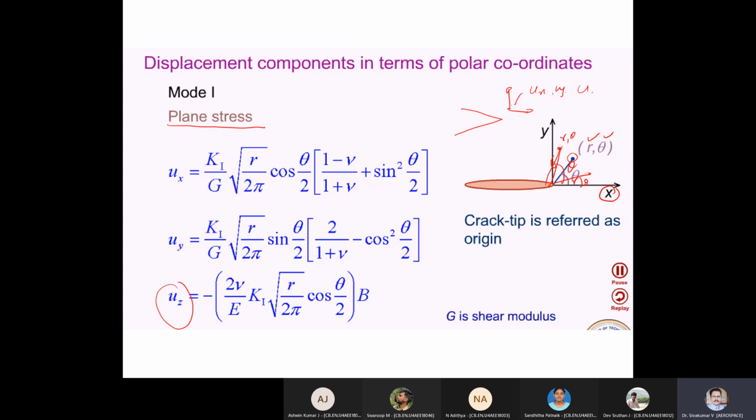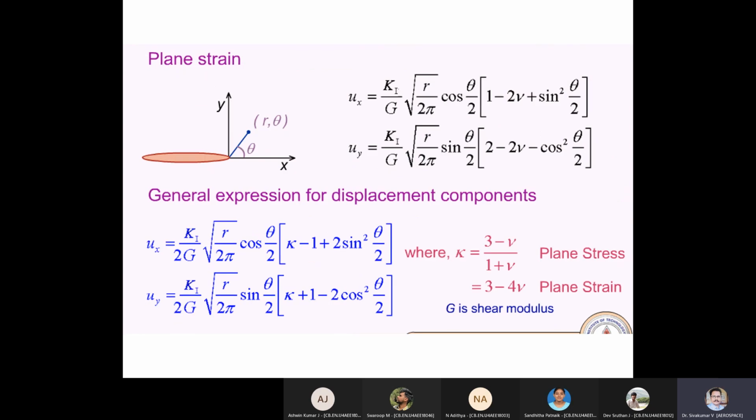Likewise, you can see in plane strain, you don't get uz. Plane strain you don't get. These are all the fundamental mechanics part. Why I'm getting the uz quantity in plane stress, whereas in plane strain I'm not getting it, is already explained to you in the mechanics part.